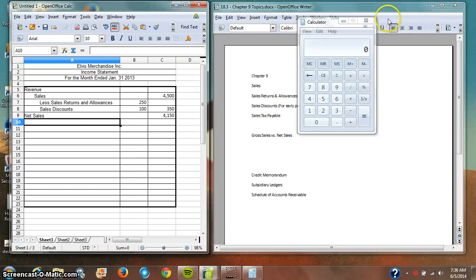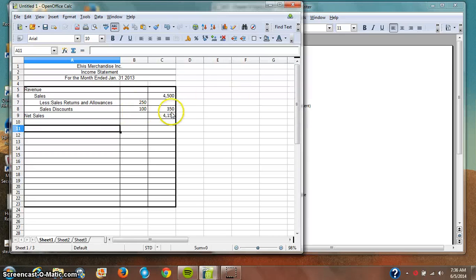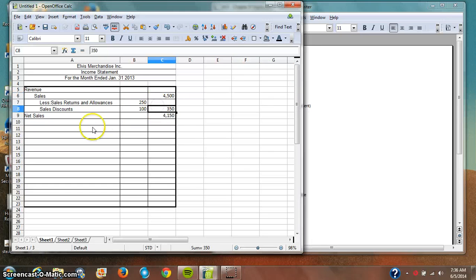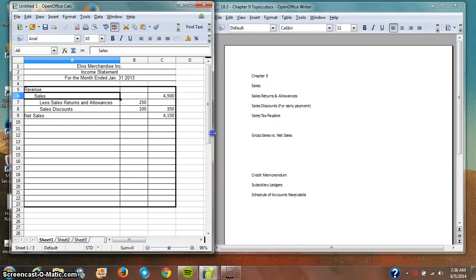This is sales after sales returns and allowances and sales after discounts as well. There actually should be a thick line there. Do that real quick. If I can get that. Nope, that's not working easy. So there are those. This sales is gross sales. It's all the sales we made regardless of whether we gave anybody a discount if they paid early or whether anybody brought anything back.